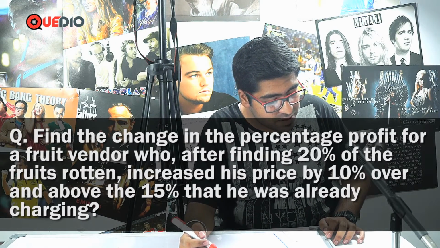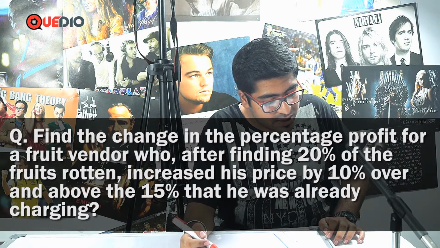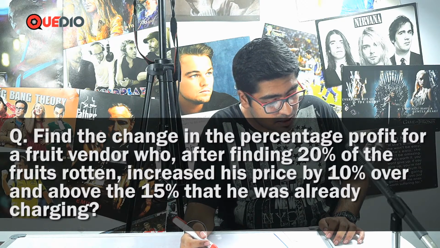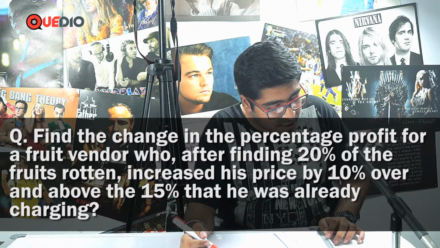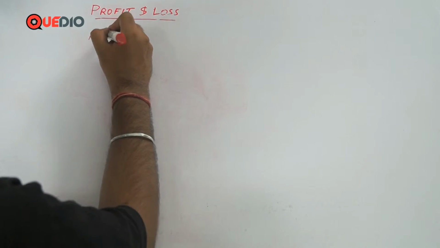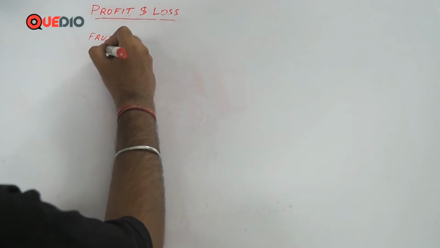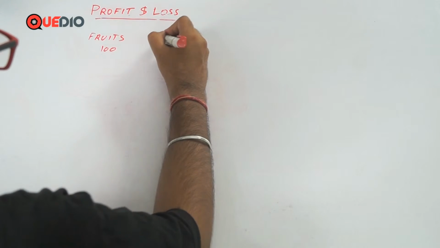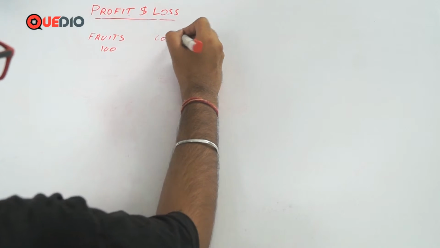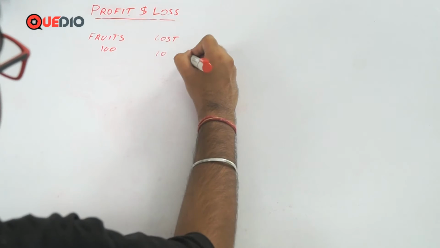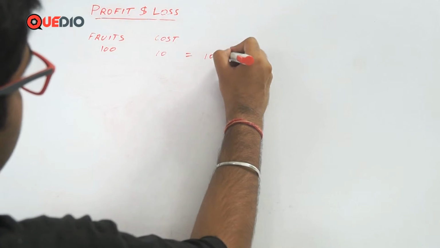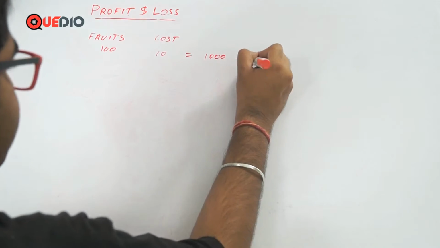Another question is, find the change in the percentage profit for a fruit vendor who, after finding 20% of the fruits rotten, increased his selling price by 10% above the 15% that he was already charging. Let's suppose the number of fruits to be 100 and the cost of each fruit to be 10. So the total cost comes out to be 1000. Initially he was selling at a 15% profit.